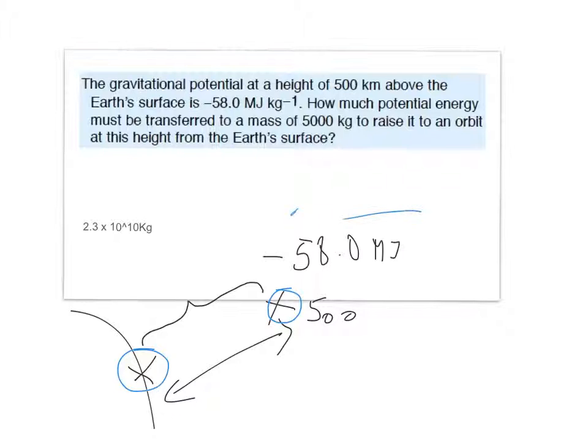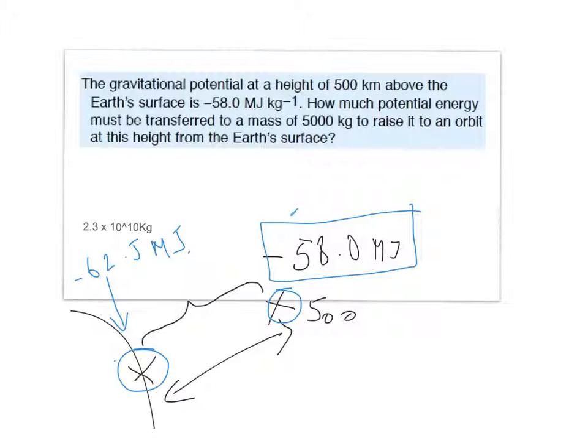Now, in order to do this, you must work out the potential here. That's the amount of energy per unit mass. If you know that, you can work out the difference between the two to see how much energy you need to give an object here to get it up here. Now you should remember the value that we got in the previous question, which was minus 62.5 megajoules.